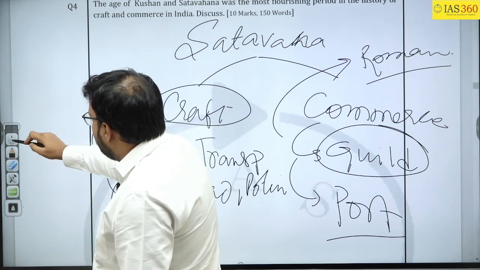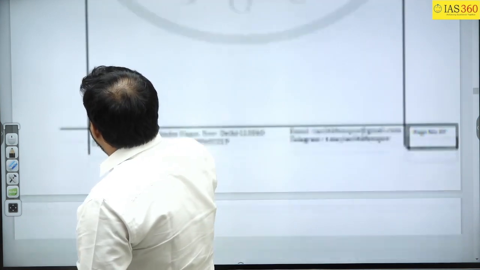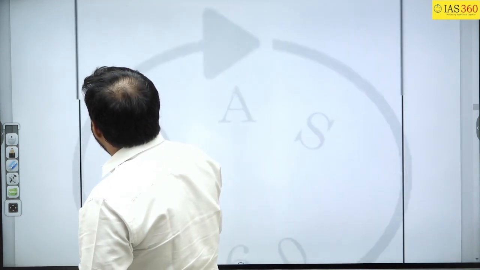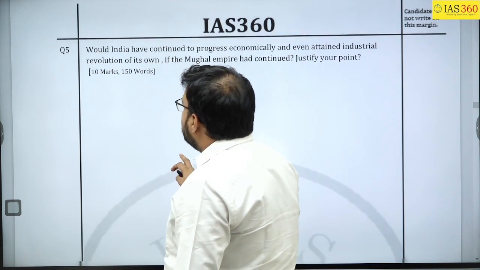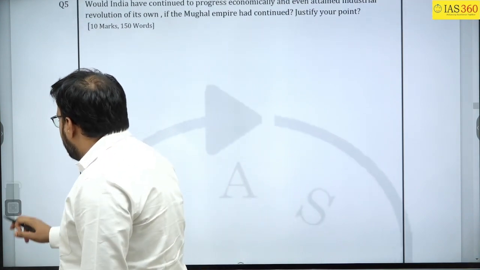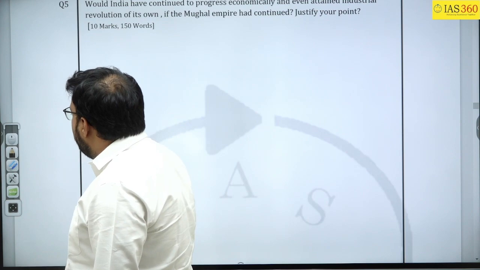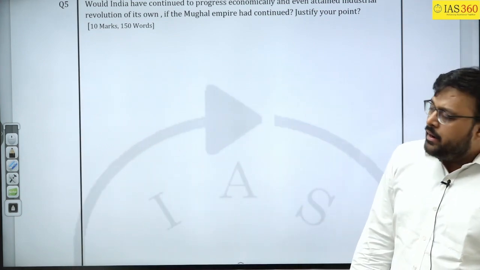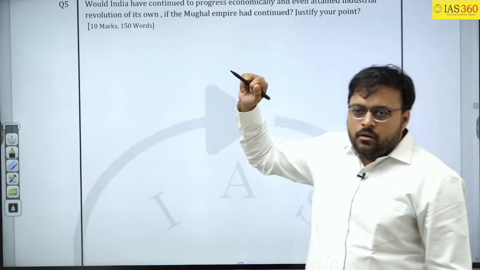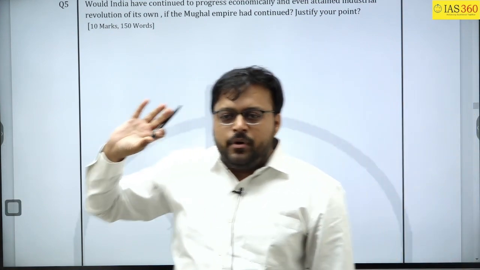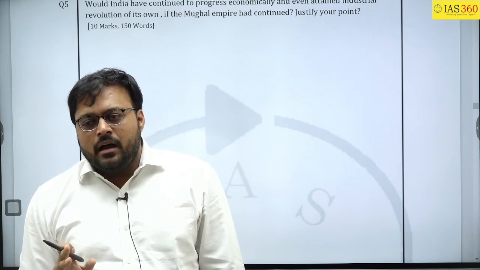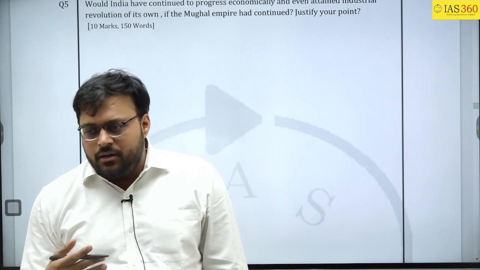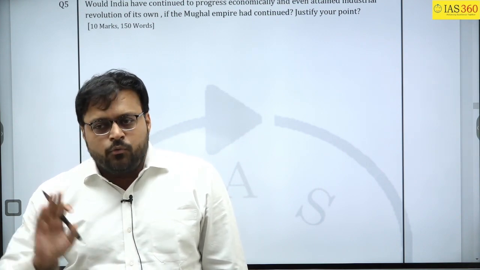Now we will move to the next question. Question number 5. So here I will just talk about what you people have done. You people have started talking about, yes, if there was a Mughal Empire, there was a chance of an industrial revolution. And you are mentioning 3 or 4 points.